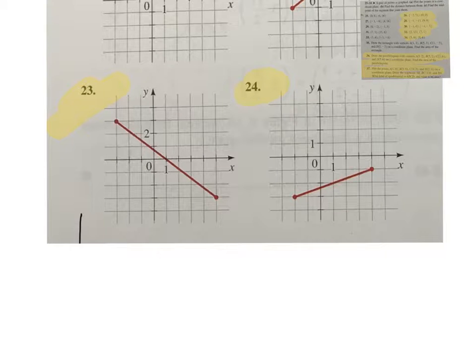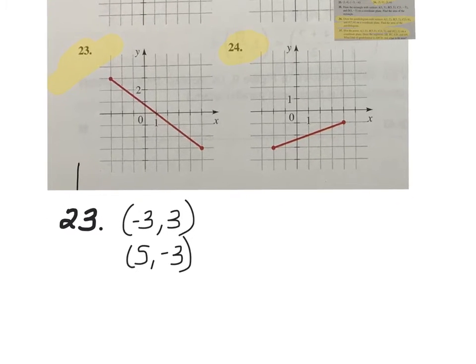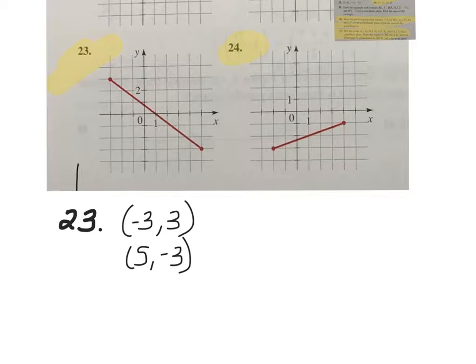The points. Good. So in number 23, what are the 2 points that I'm looking at? -3, positive what? 3. Okay. And then what's the other point? 5, -3. Do you guys agree with that? Okay. So now to find the distance, we're going to use the distance formula. And to find the midpoint, we're going to use the midpoint formula. Let's do midpoint first.